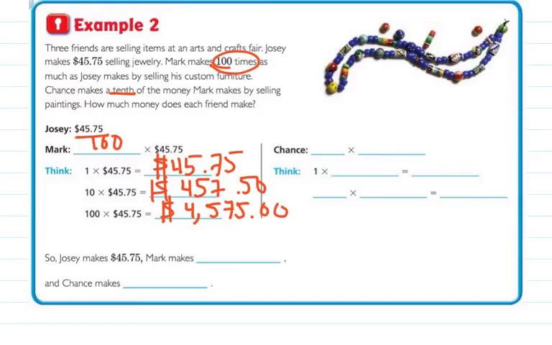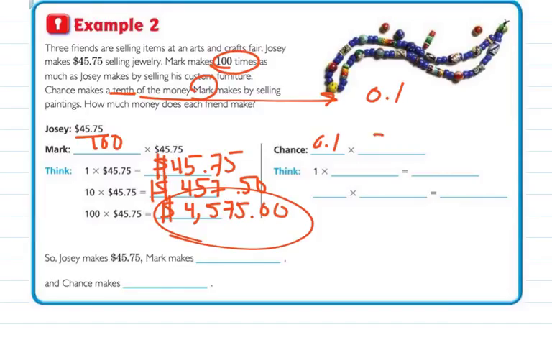Now we know that Chance makes a tenth of the money. Now when we hear the word tenth, boys and girls, as a decimal we report that as 1/10. So boys and girls, what we're going to do is we're going to take 1/10, and remember we're comparing it to Mark's money. Now that we found Mark's answer, we can plug that information up here. So Mark made $4,575.